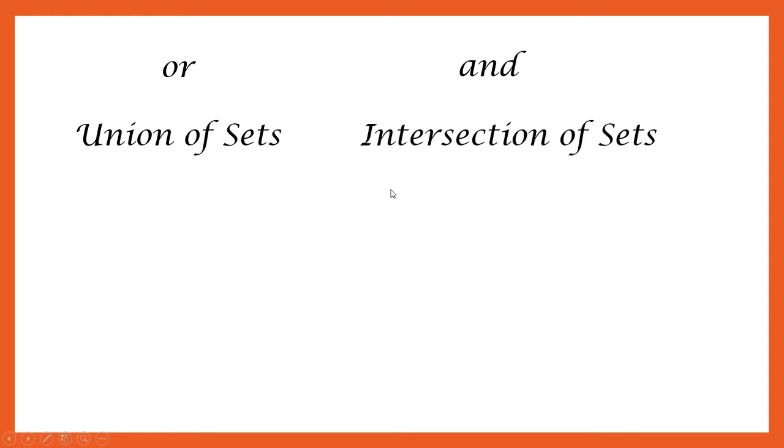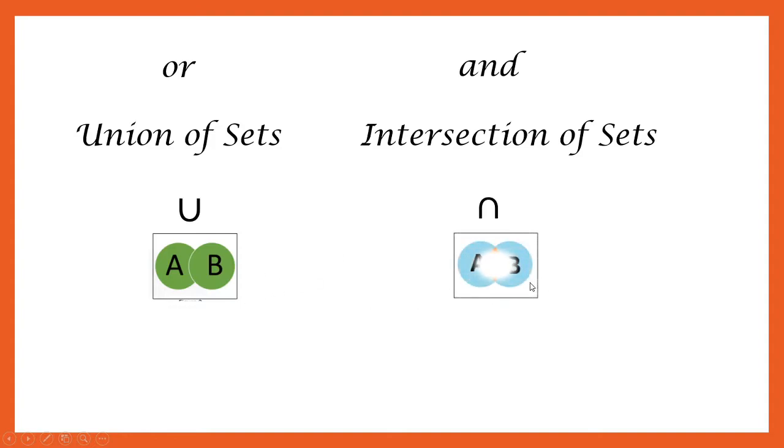So, let's go back to the keywords you saw earlier. We have or and and. When we speak of or, it pertains to union of sets. And when we speak of and, it pertains to intersection of sets. And we will use this symbol for union, and this is for intersection. And this is the representation for union and for intersection.